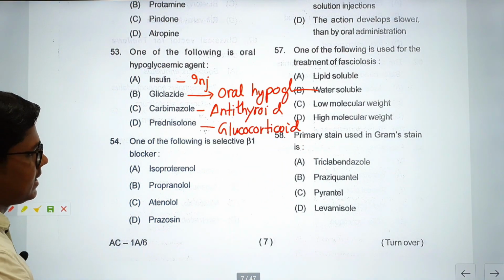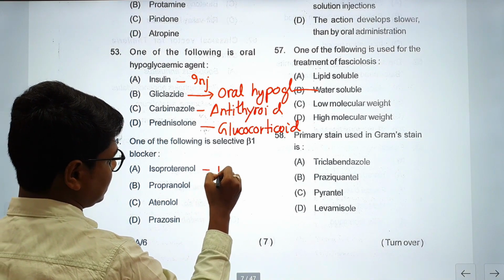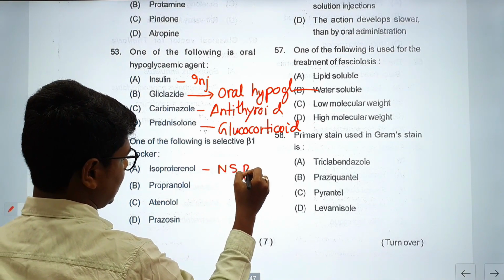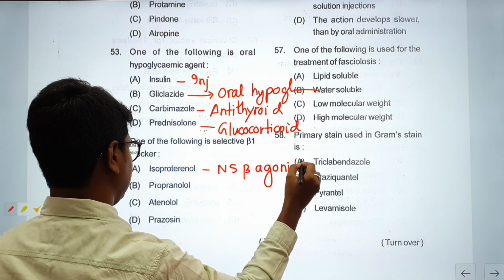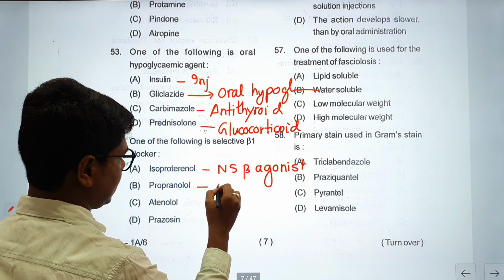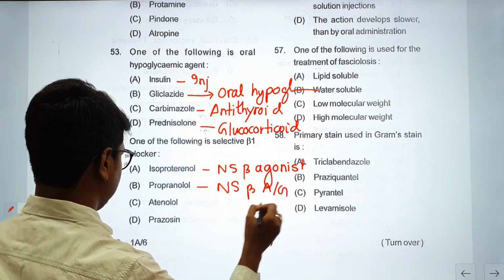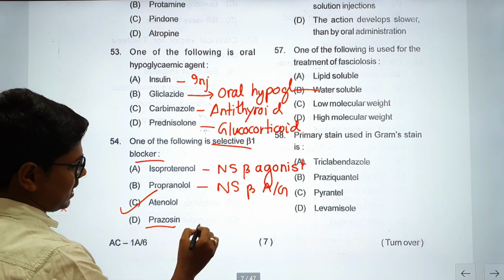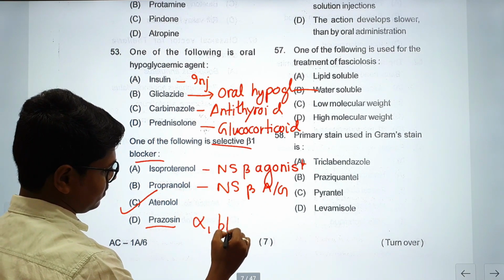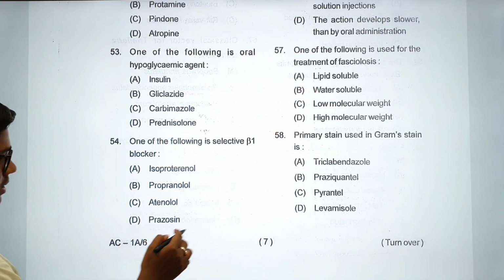One of the following is a selective beta 1 blocker. Isoproterenol, this is a non-selective beta agonist. This is a non-selective beta antagonist. Atenolol is the answer, which is a selective beta 1 blocker. Prazosin is an alpha 1 blocker. Next question, question 55.